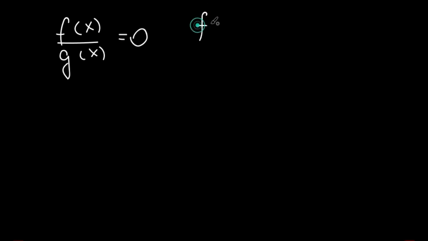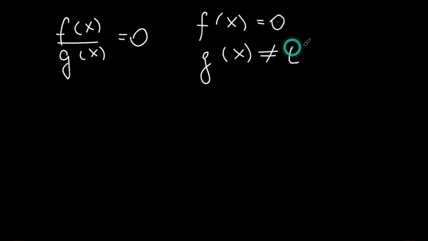Today we are going to solve rational equations. In order to solve a rational equation, we need to rearrange the equation so it looks like this: f of x divided by g of x is equal to 0. Now we say that f of x is equal to 0 and g of x is not equal to 0, because we can't divide by 0. So let's move to our first example.